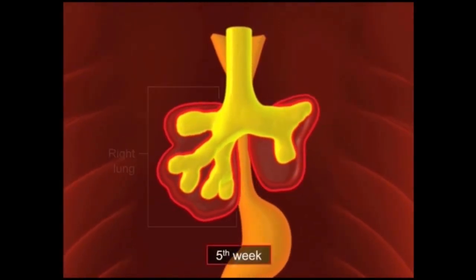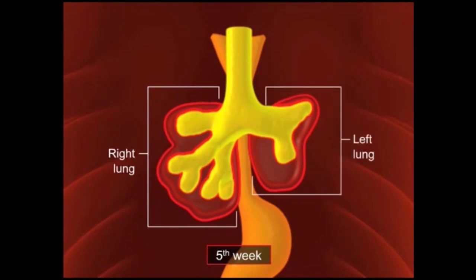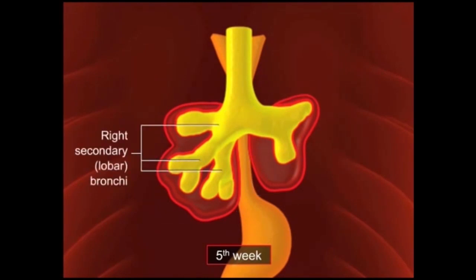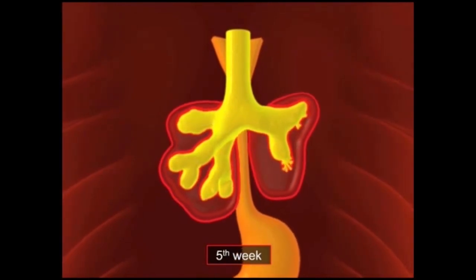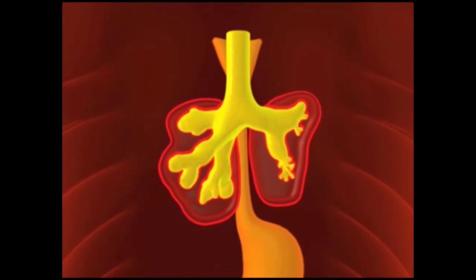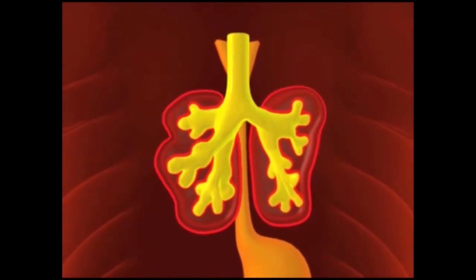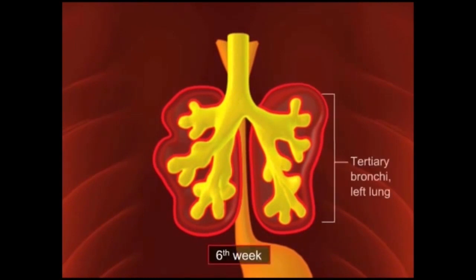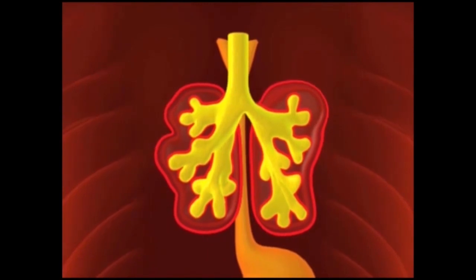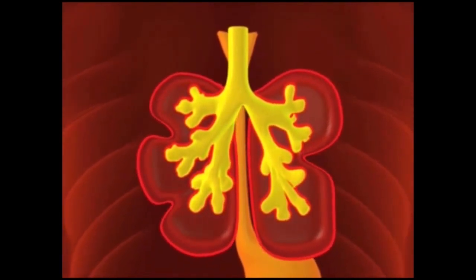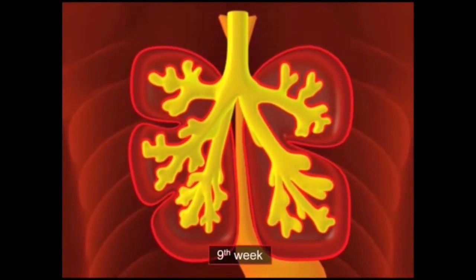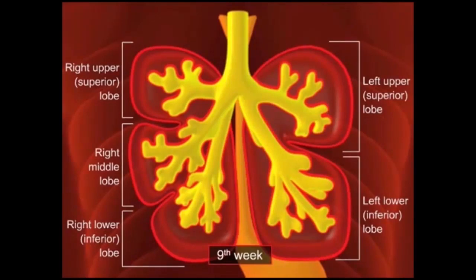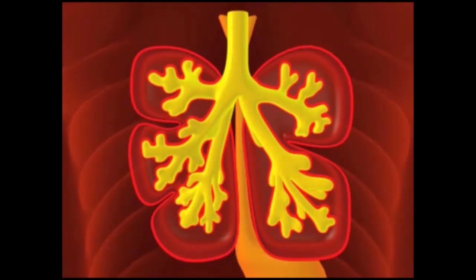By the 5th week, 3 buds are formed on the right lung and 2 on the left. These are known as lobar bronchi because each goes to a lobe of the lung, 3 on the right for the upper, middle, and lower lobes, and 2 on the left for the upper and lower lobes. By the 6th week, there are 10 tertiary branches on the right side and 9 on the left. Each supplies an area of the lung known as a bronchopulmonary segment. The bronchial tree for each lung branches and extends laterally into the pericardio-peritoneal canal.